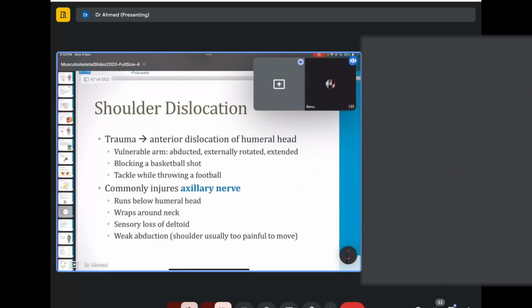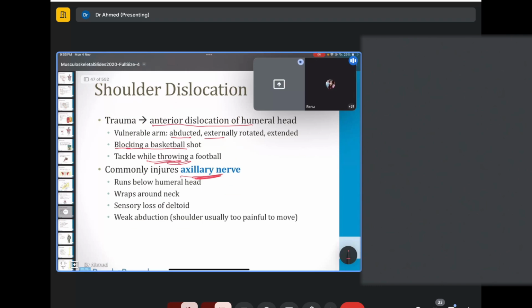Okay, shoulder dislocation, as already discussed. Anterior dislocation of your humeral head. How can it be damaged? For example, if I'm abducting, externally rotating, or extending, like blocking a basketball shot, or tackling while throwing a football. It can damage the axillary nerve, right? Why? Because the axillary nerve basically wraps around the humeral head and neck. So you are going to see sensory loss over the deltoid, and basically you are going to see weak abduction.